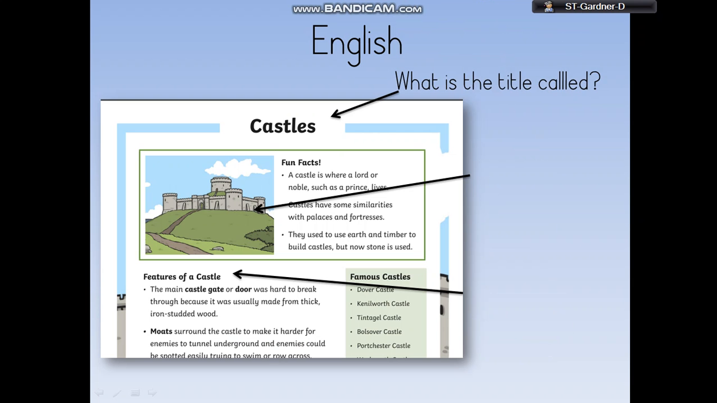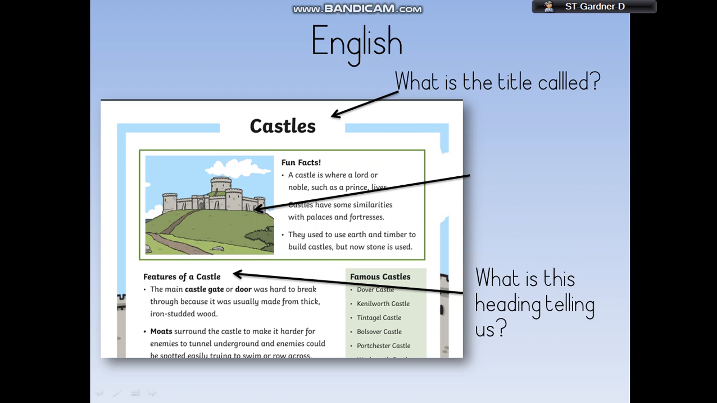So this tells us what the report is going to be about. So we've got a bit of an idea already as to what it will tell us. What is this subheading here telling us? Okay, now it says features of a castle. What does that mean? Features of a castle, right?